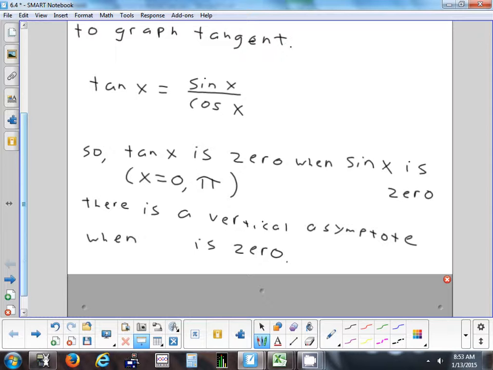Now, looking at that fraction, if you divide by 0, that's when you get a vertical asymptote. So there's a vertical asymptote whenever cosine x equals 0. Because there's a vertical asymptote, this picture would not be what if you tried to draw it? Continuous. Tangent is not a continuous graph. It will be periodic because it's based on 2 other periodic functions, but it won't be continuous.